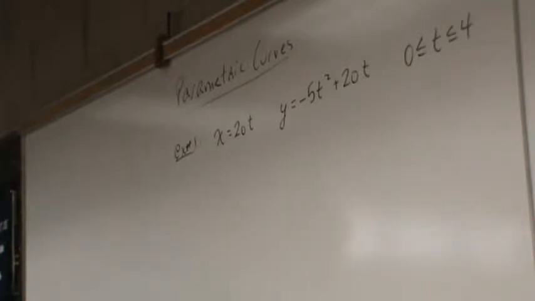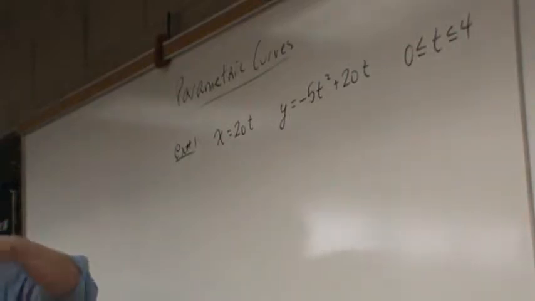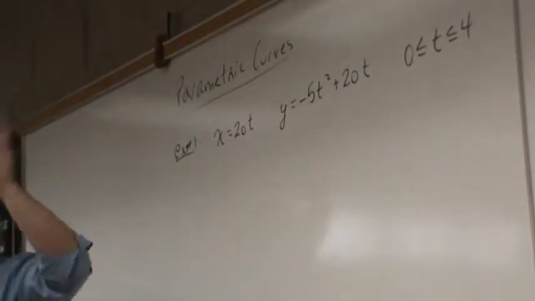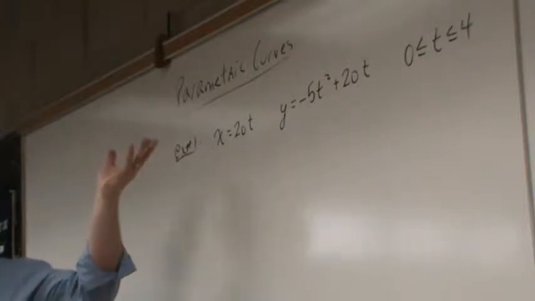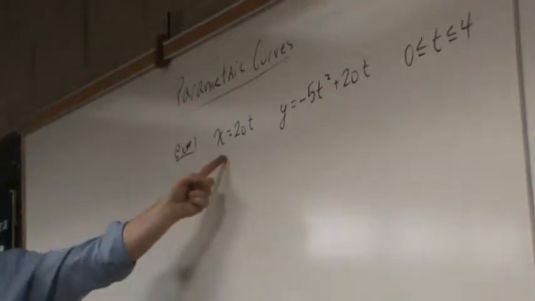Someone tell me, what can you tell me about the velocity only in the x direction? I mean, this particle might be doing whatever crazy stuff in the y direction, but in the x direction, what can you tell me about the velocity? Constant. Good. How many people say it's constant? Yeah, good for you guys. Because if I want the velocity only in the x direction, what am I going to have to do to this guy?